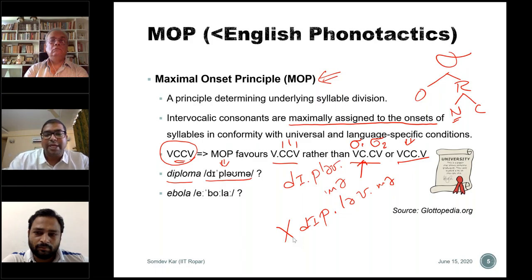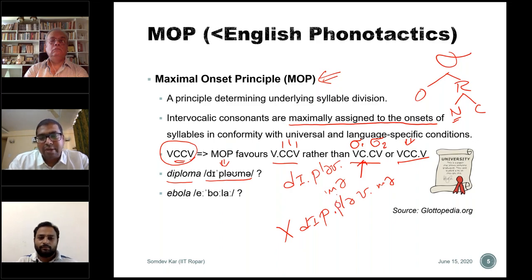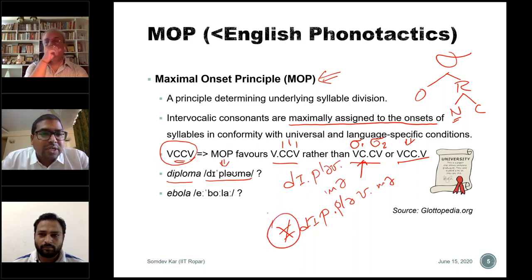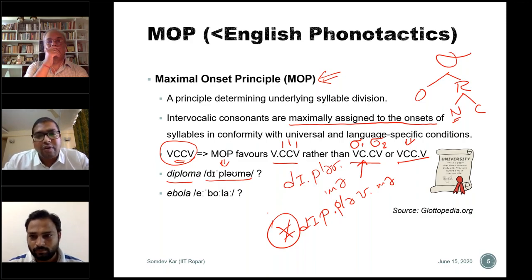So we try to make it more like dip, and then again we add a p here and make it dipploma. And some people can also claim I pronounce it more like dip, then lo, and ma. No, there this whole thing differs. In Indian languages, MOP is not a strong phenomenon. Indian languages do not follow the maximal onset principle.